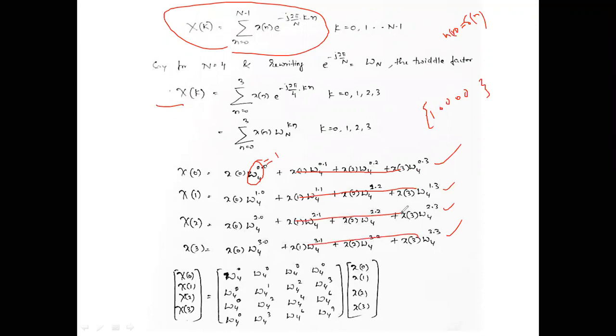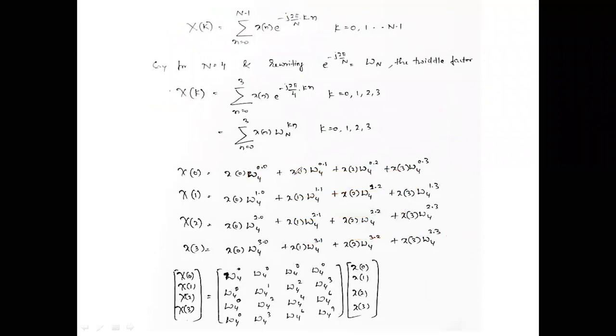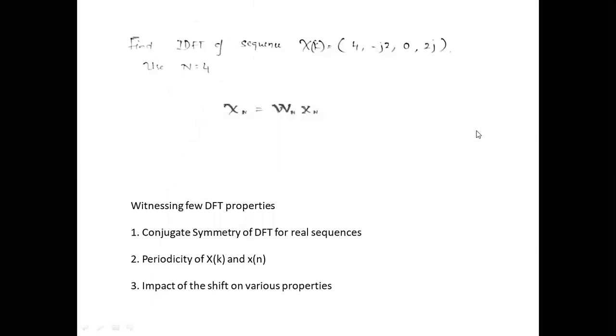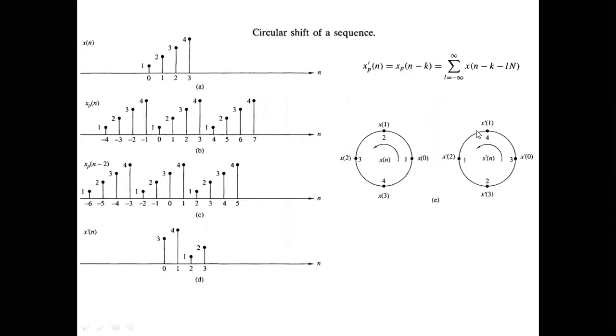So what do you think you will get? What will be the answer of DFT for delta n? These terms won't be there. This is W to the power 0, which is 1. This is also 1. X of 0 is 1, so it is 1 everywhere. So can anybody tell me what will be the N-point DFT of delta n?